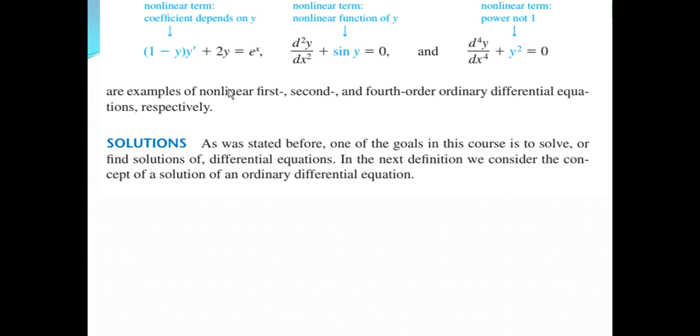Also here, the second equation, y squared d2y over dx squared plus sin y equals 0, is non-linear because the coefficient is a function of y, and likewise d to the power 4 y over dx to the power 4 plus y squared equals 0. The y term has a power that is not 1, it is 2, and so on. So these are examples of non-linear first, second and fourth order ordinary differential equations respectively.